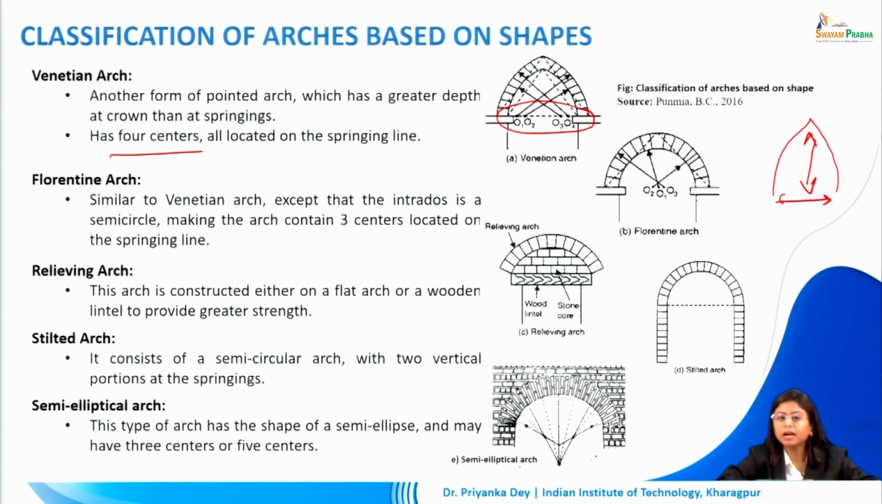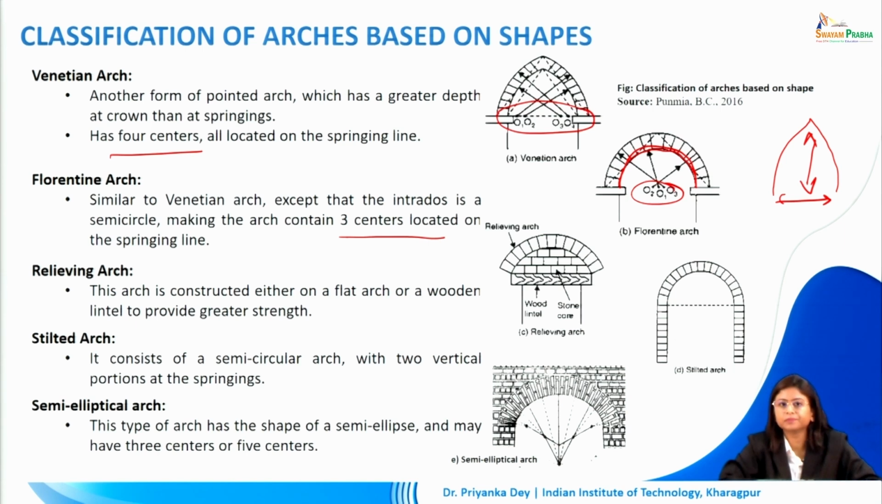The Florentine arch is similar to the Venetian arch except that the intrados is a semicircle. Intrados is reminding you the inner arc of the arch, and this will form a semicircle in the Florentine arch, making the arch have 3 centers also located on the springing line right here.